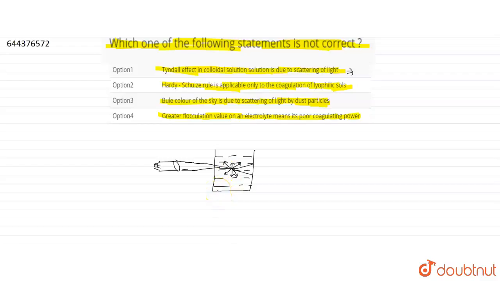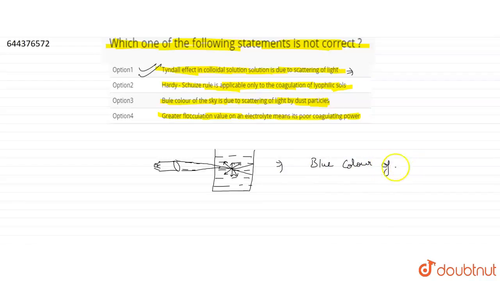The path of the light gets illuminated due to the scattering of light from the surface of the colloidal particles present in the colloidal sol, and this is known as Tyndall effect. So our first option is a correct statement, and this is a very basic definition of Tyndall effect. An example of this Tyndall effect is the blue color of sky.